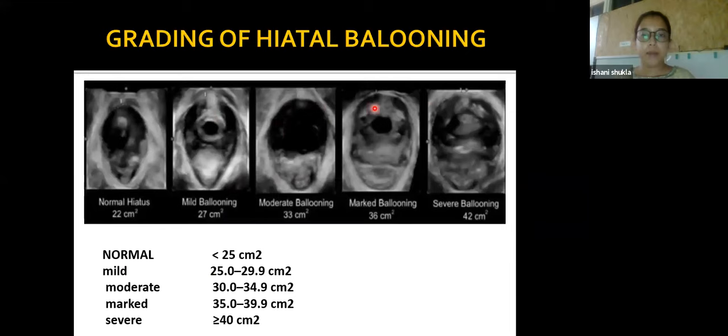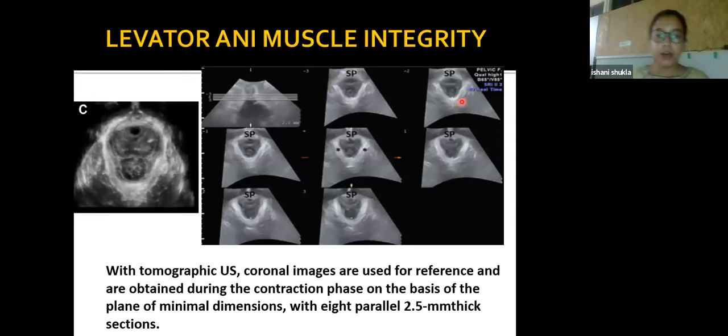Now coming to levator ani muscle integrity, one special technique is tomographic ultrasound. With tomographic ultrasound, we obtain the coronal images, which are used for reference, and which are obtained during the contraction phase on the basis of the plane of minimal dimension. From here, we obtain sequential sections of ultrasound images, similar to CT or MRI. Sequentially, this is the echogenic puborectalis muscle, and in this normal image, we can see the levator ani is intact on all the sequential sections.